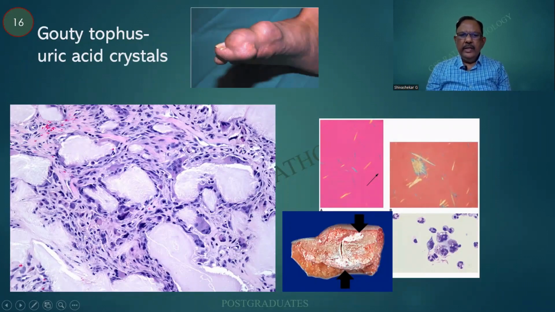Gout, another friend of ours. A gouty tophus affects the small joints of the hands and feet. Usually a solitary joint is affected, maybe a few more. And in this, there is the classical gouty tophus. Tophus again is an acellular precipitate that is being formed, and around it, obviously, there will be the foreign body type of giant cell reaction.